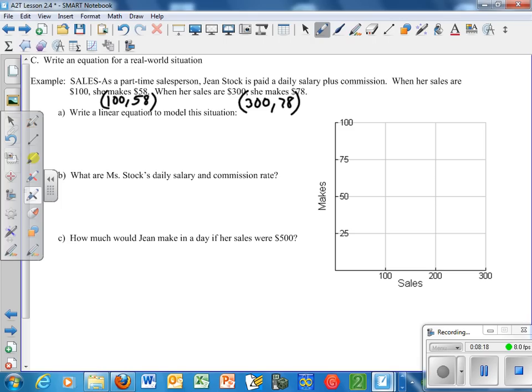So we're going to write a linear equation. We have to find the slope first. So we're going to do y2 minus y1. So I'm going to do 78, subtract the y value off of this, which is 58. On the bottom, I'm going to do my x value of 300. I'm going to subtract the x value of 100. So it's 20 over 200, which is 1/10. If it's a real world problem, you can, if you want to, write that as a decimal. So that's 0.1.